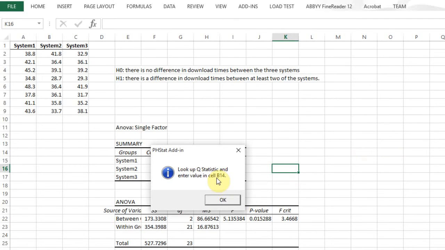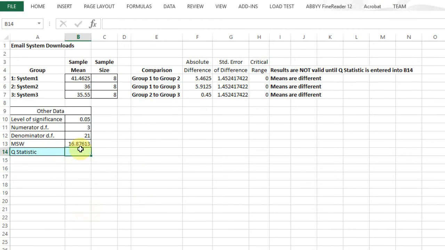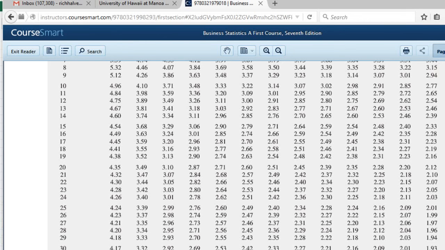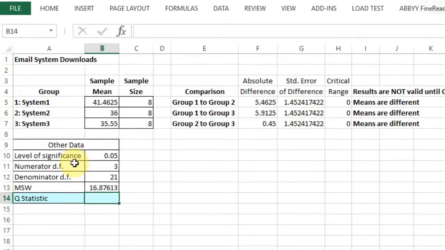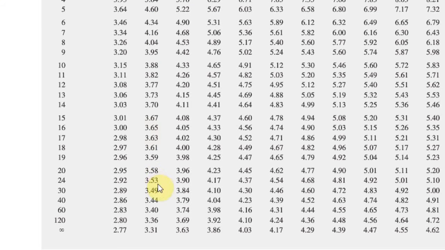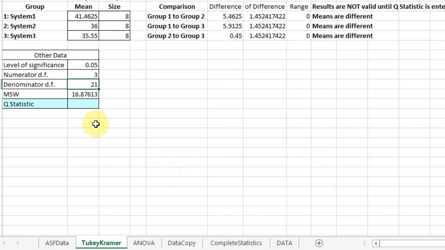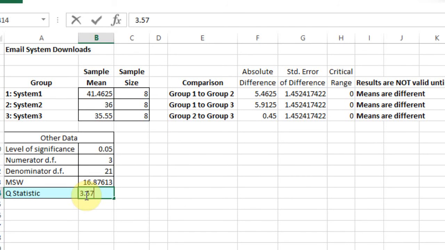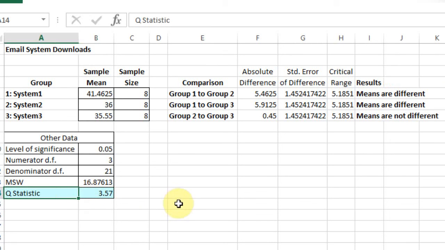And it tells us we need to look up this Q statistic, and we'll do that. Click OK. Let's look up the Q statistic while we're at it. It tells us right here we've got 3 and 21, same as before. Let's look up the Q statistic, which is on page 530. And 3 and 21 is about 3.57, 3.57 or so. So then that fills this in here.